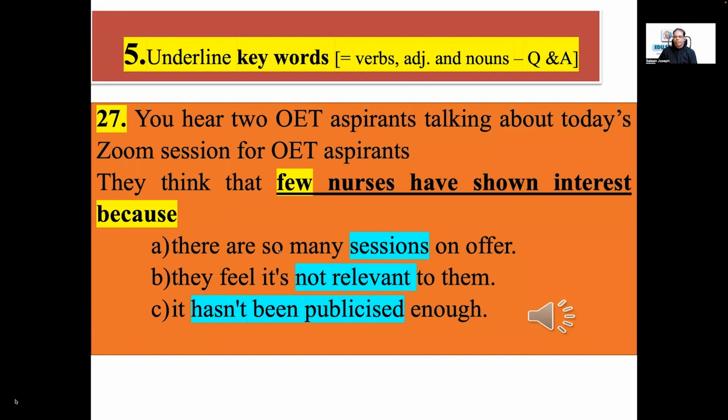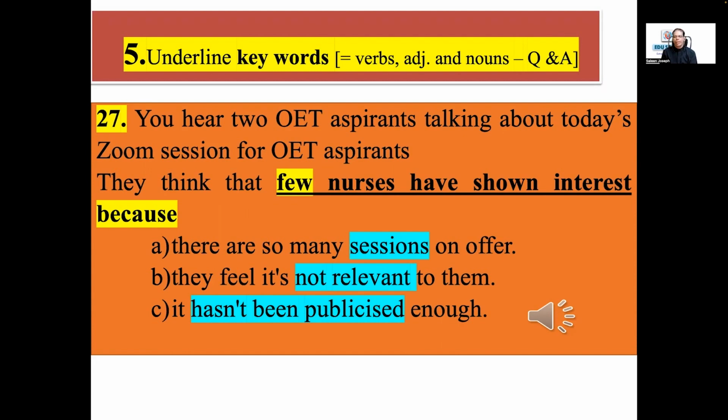Now you will listen to the audio. Just listen. You have known these 3 options. Once again, I'm telling you, there are so many sessions on offer. Why do very few or no one enter the Zoom session? One is, there are so many sessions on offer. If you don't attend the morning one, there is an evening one, or again, there is a repeat session, something of that sort. Second one, they feel it's not relevant to them, because they are studying in different institutes.